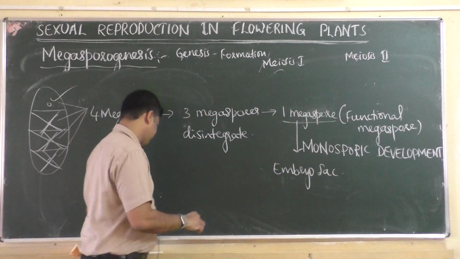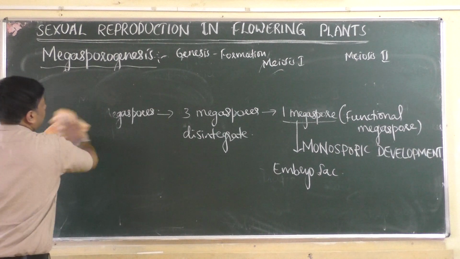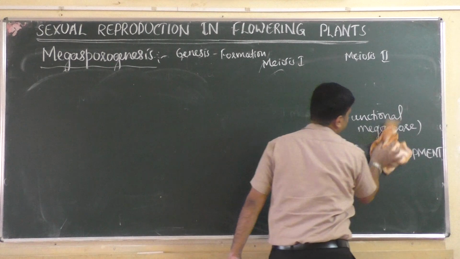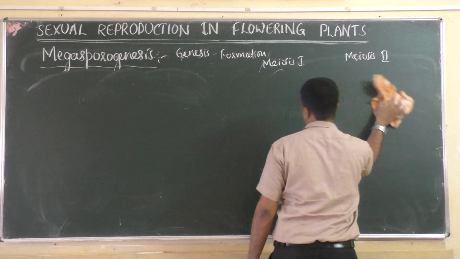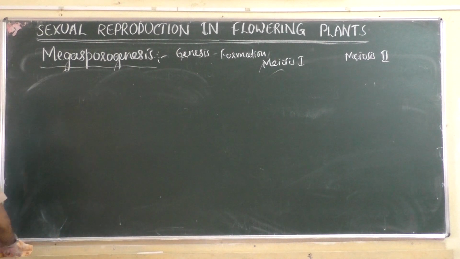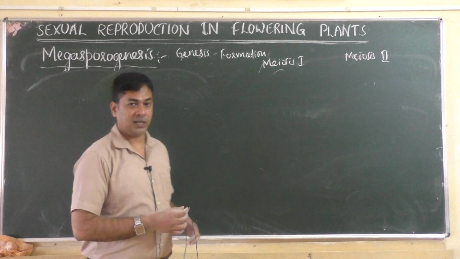Okay, so now later what happens we will see. Now out of 4 megaspores, how many remained? Only one remained, isn't it? Only one remained. What happens to that? That we will see in next class.